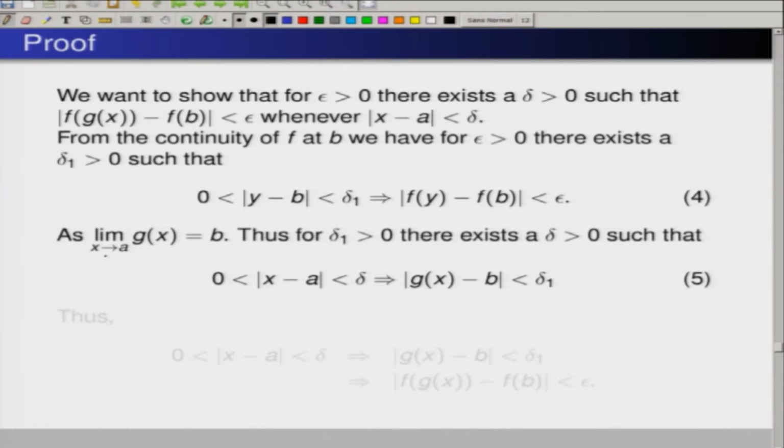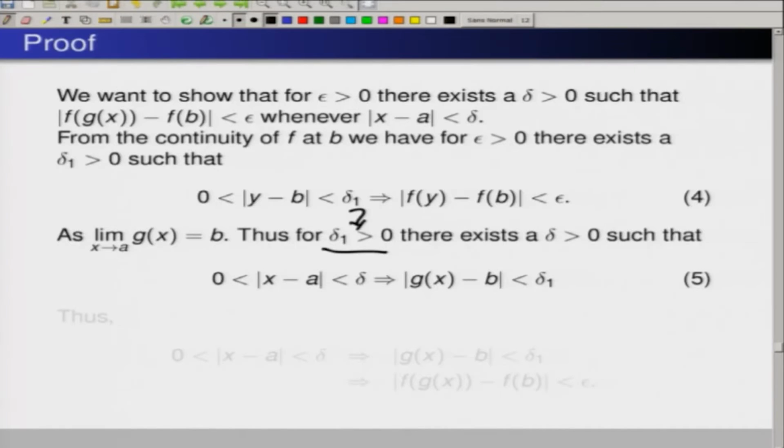Now, if I want to apply the definition of the limit, this is true for any epsilon. If anybody gives us any epsilon, we must find a delta. So, now suppose we take this delta 1 that has appeared here, which is a positive number. For this delta 1 we are going to get another positive delta, such that whenever x lies between a minus delta and a plus delta, then |g(x) − b| < delta 1, right.